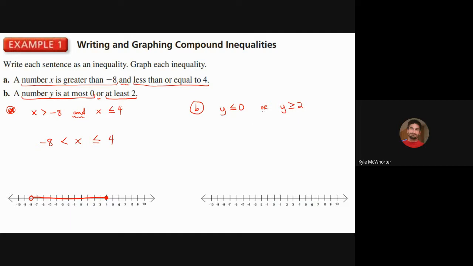So here, with an or, we're just going to graph the two things. Y is less than or equal to 0. So solid circle at 0. Arrow going to the left where the numbers are less than 0. Or y is greater than or equal to 2. So a solid circle at 2. Arrow to the right where the numbers are greater than 2. So when you have an or, your solutions are either over here or over there. When you have and, it has to be both, so it's everything in between those two numbers.